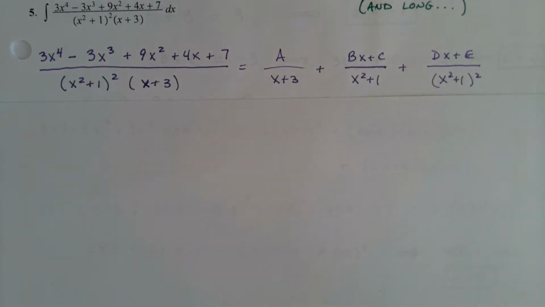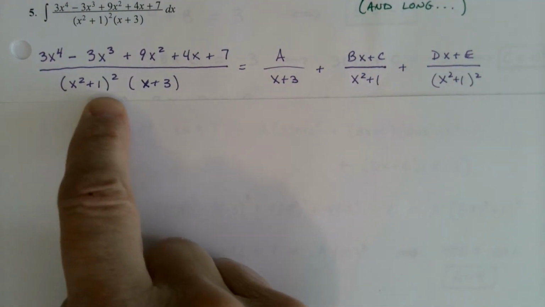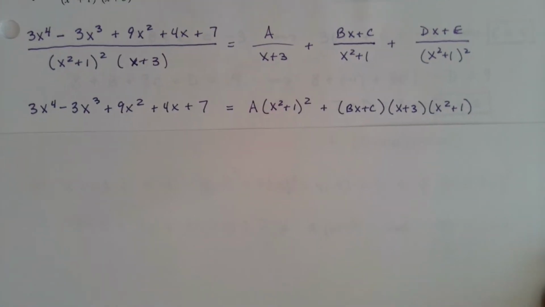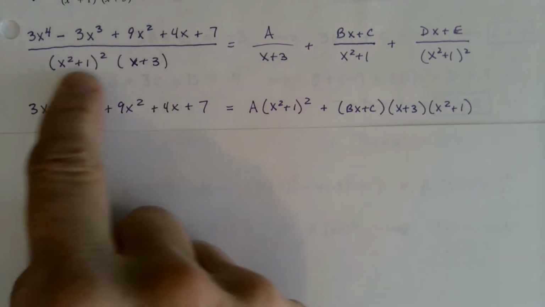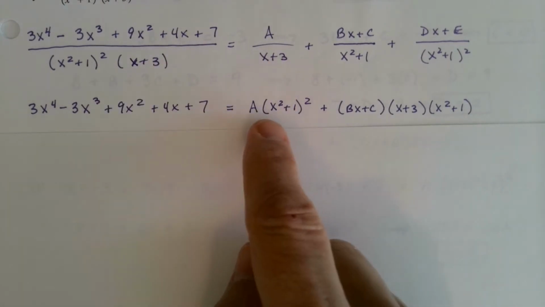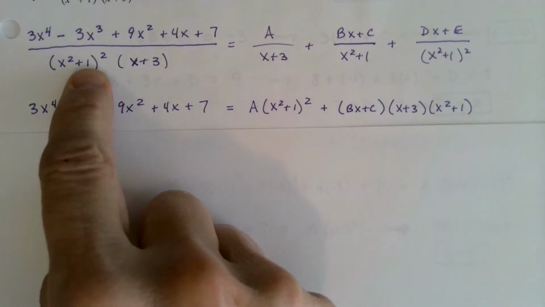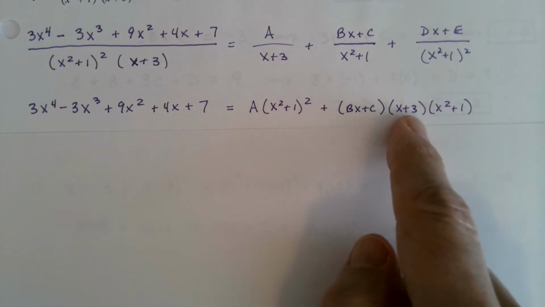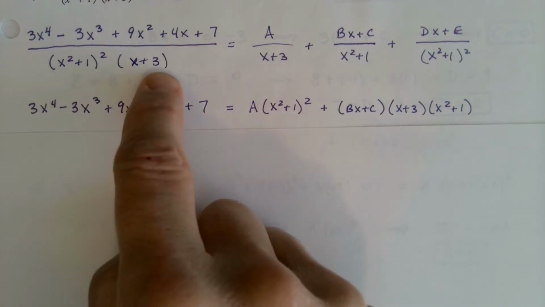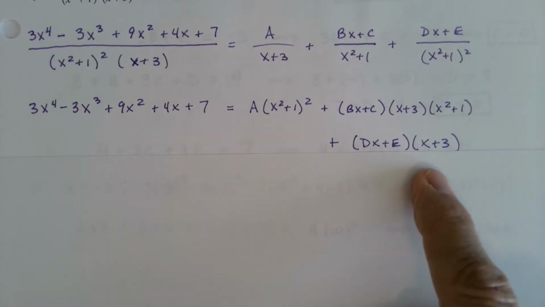Okay, so now what I'm going to do is I want to find the values of a, b, c, d, and e. So the first thing is I'm going to multiply by the least common denominator, which is this denominator here. When I do so, I get this. Let's see if this makes sense. So obviously I get the numerator here by multiplying by this denominator. This denominator times this, the x plus 3 cancels, and I'm left with a times x squared plus 1 quantity squared. Here, one of the x squared plus 1's cancel, and so I'm left with x squared plus 1 times x plus 3. And then here, the x squared plus 1 quantity squared cancels, and I'm just left with dx plus e times, it's down here, x plus 3. Okay.